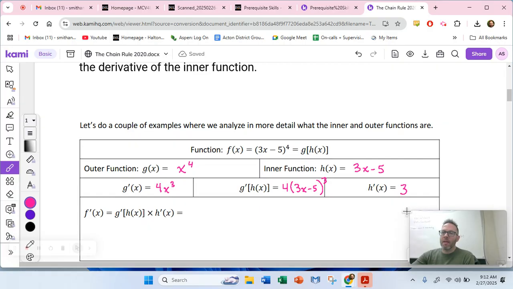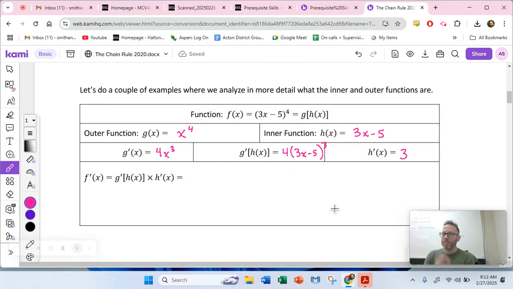So if we take the chain rule and just plug in the stuff here, what do we get? G prime at h of x, we just found, is 4 times (3x minus 5) cubed times h prime of x, which is just 3.